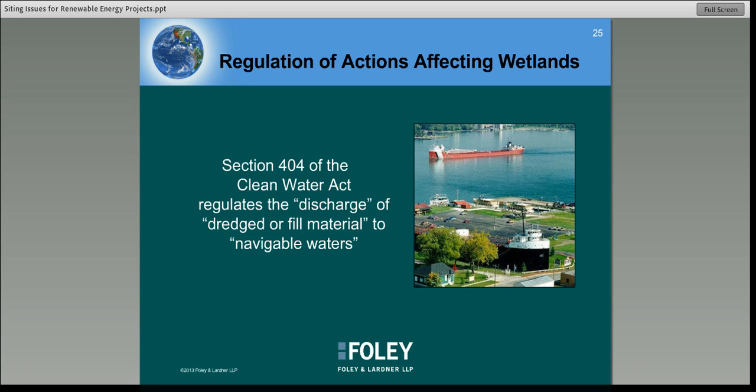Section 404 of the Clean Water Act regulates the discharge of dredge or fill material to navigable waters. Examples of activities that may be regulated include placing fill into a wetland, replacement of native materials back into a wetland, clearing of wetlands, draining of wetlands, cutting of wetland vegetation. It seems straightforward enough, but the tricky part is actually figuring out where you may have a wetland regulated by the federal government and then what to do about it.